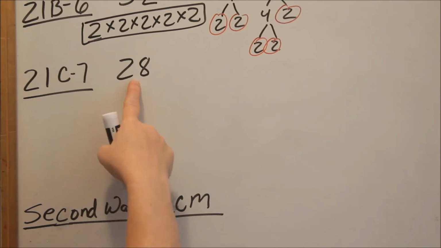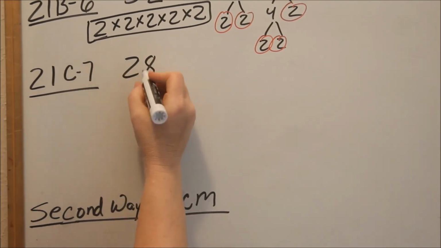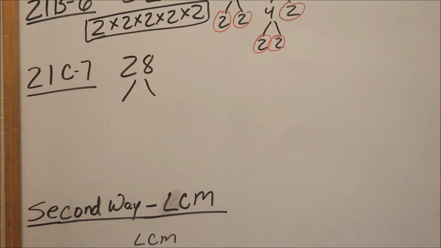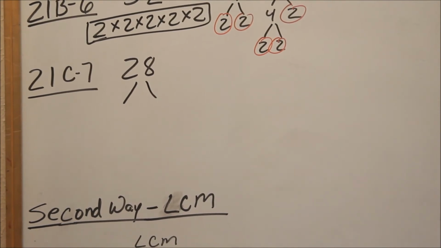Okay, now let's do 21C number 7. We're going to break down 28. We're going to break it down into its prime factors. Okay, so again, there's more than one way to start this out.